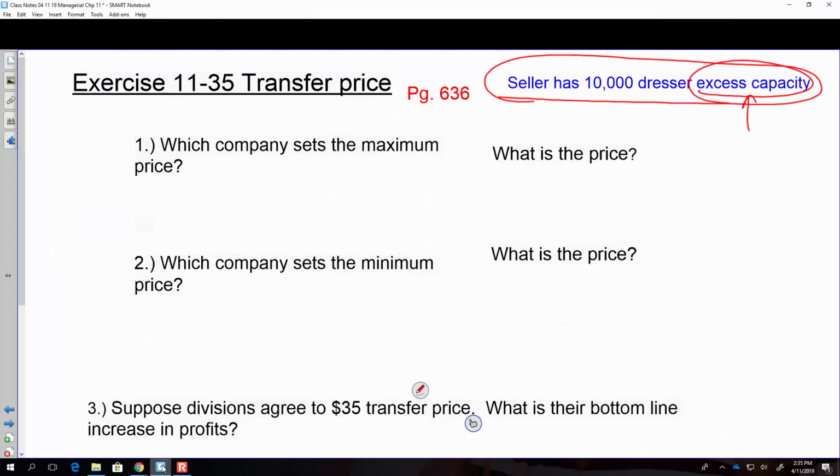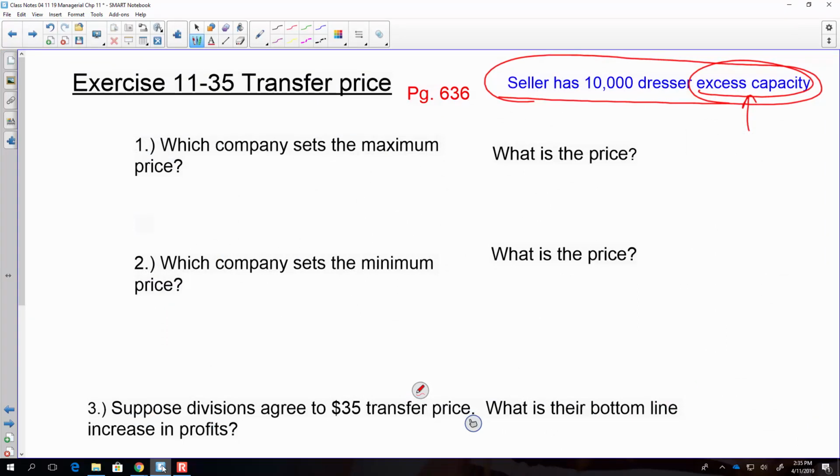So what excess capacity means is that we have equipment that is idle, not doing anything. And we have the ability to produce 10,000 more units. So I'm currently producing 40. I have the ability to produce 50. And that's going to create a different scenario here now.